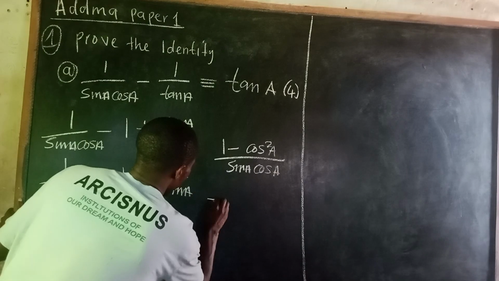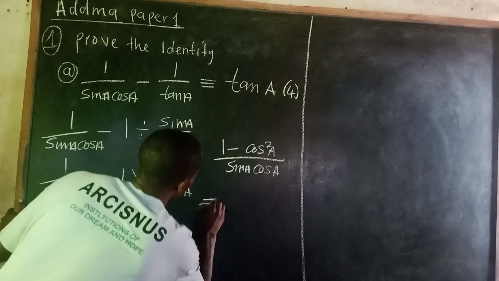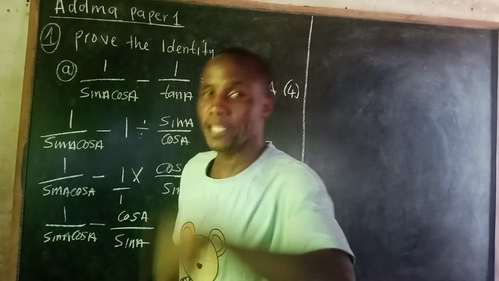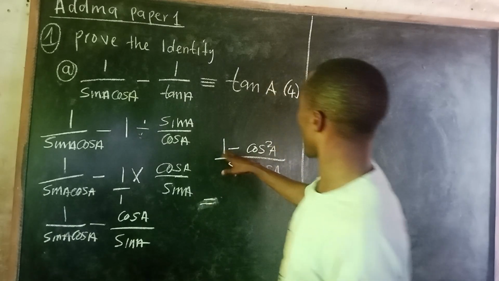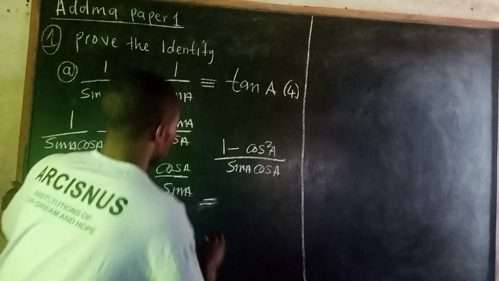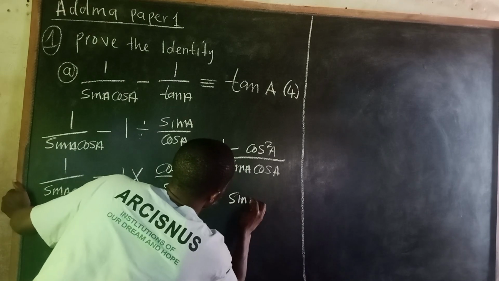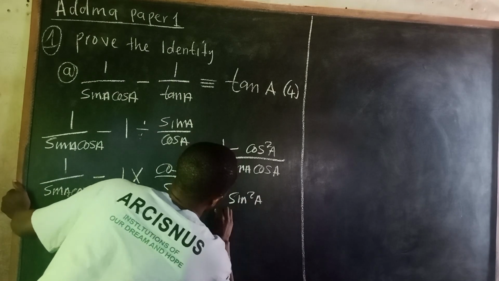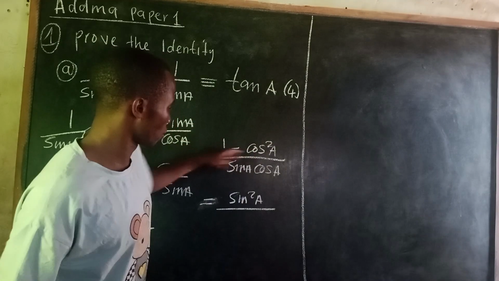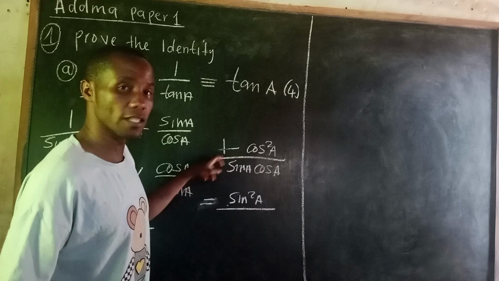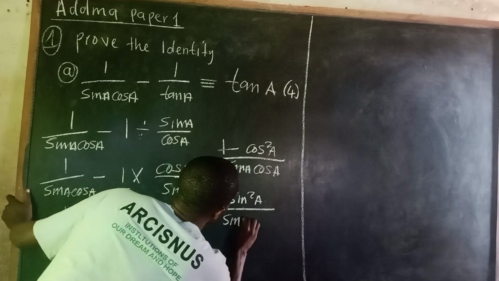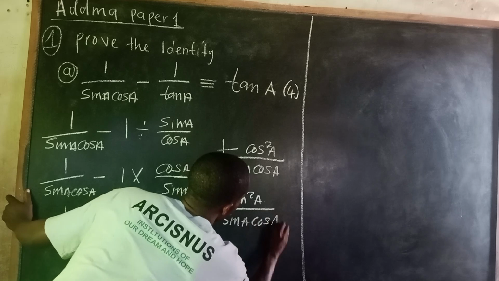From there we are still moving on. We are going to adopt another identity, which is the Pythagorean identity. So 1 minus cos A squared is the same as sine A squared. So this is sine A squared, following the Pythagorean identity, over sine A cos A.